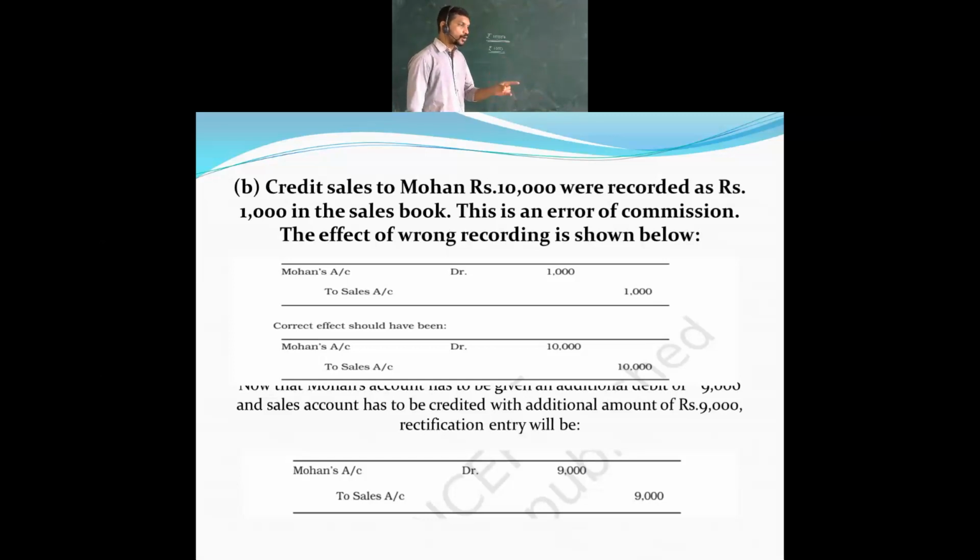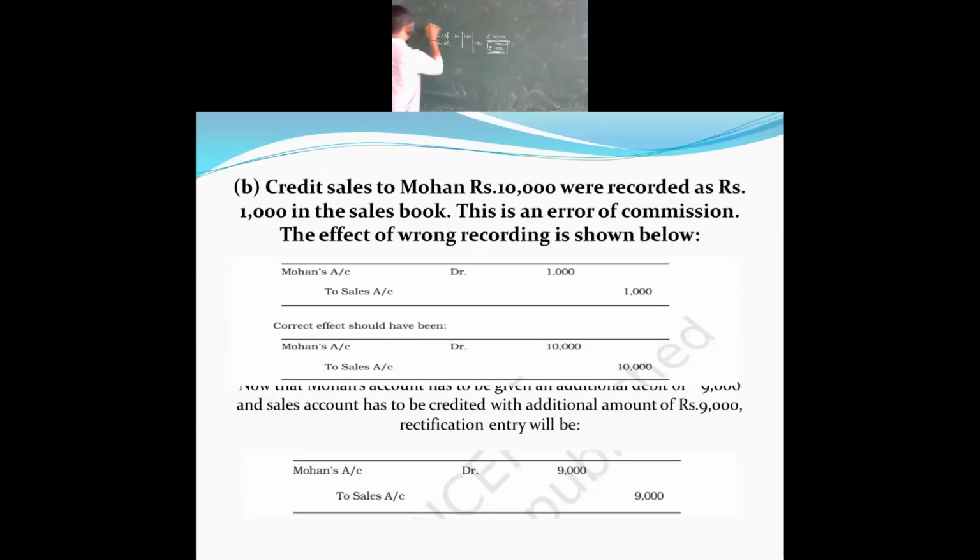The effect of wrong recording is shown below. Now how it has been shown, see what it is, how it should be. Mohan's account debit 1,000 to sales account is made. What will be the correct entry for this? Only this amount has been mentioned. As we can see, Mohan's account debit 1,000 and this credit is to sales account.